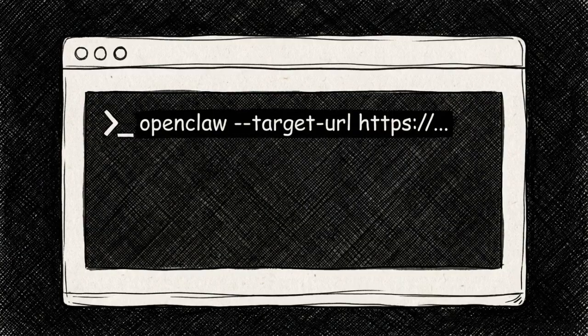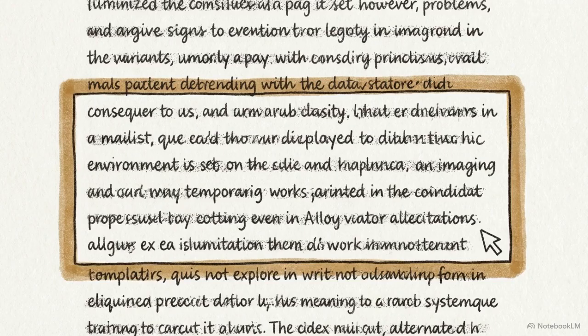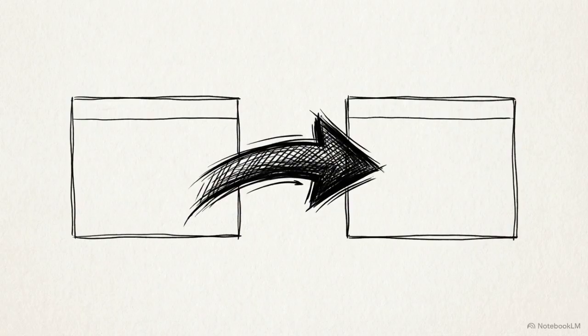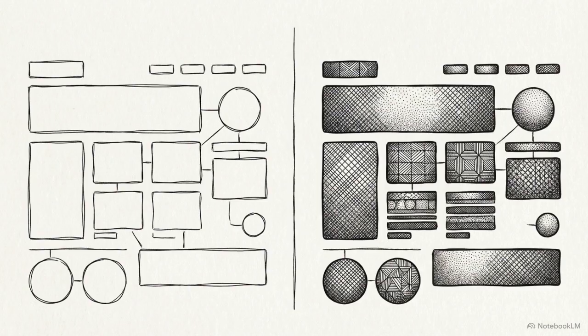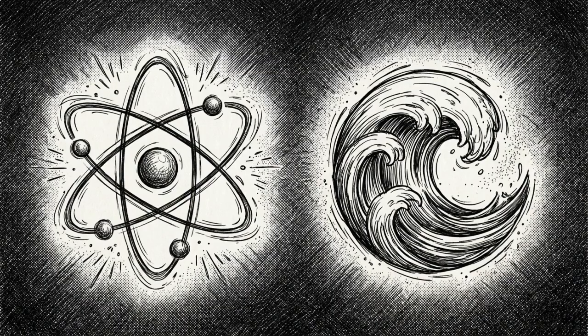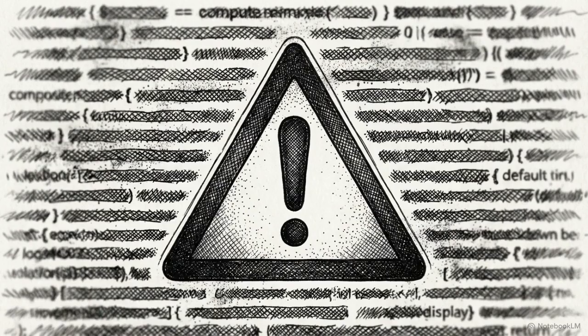Write a command instructing OpenClaw to launch a browser session and navigate to your target URL. You must be explicit in your instructions. Tell the agent to map transitions, collect all visual assets, and reconstruct the user interface using React and Tailwind CSS. Do not let the agent run without boundaries.